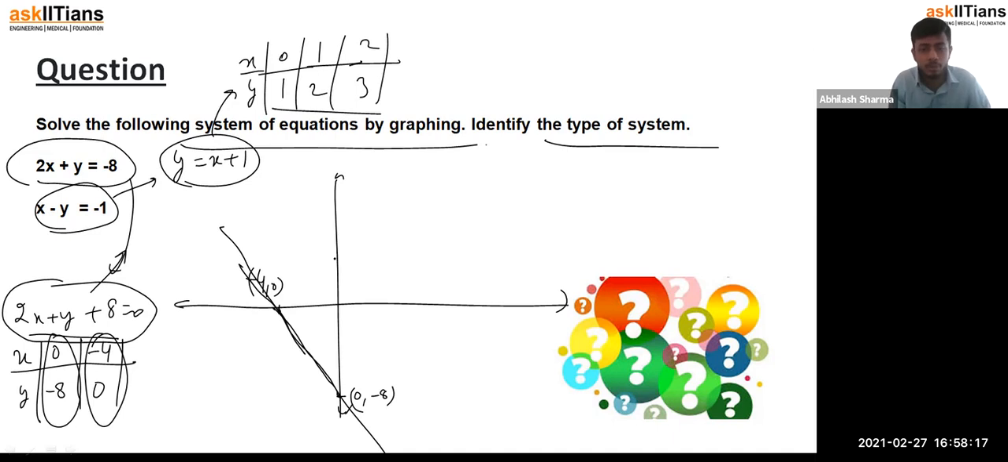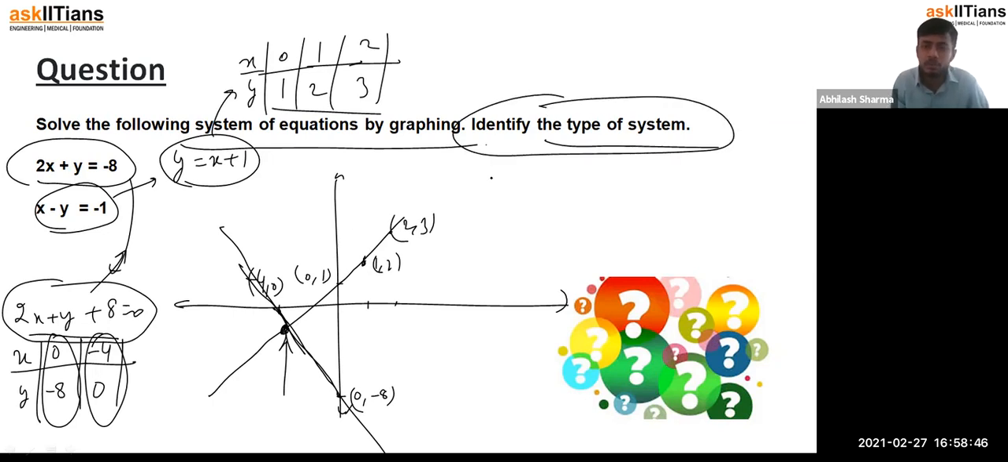So where is 0 comma 1? 0 comma 1 is here. Then where is 1 comma 2? 1 comma 2 will be somewhere here. Correct? So 1 comma 2. Then where is 2 comma 3? 2 comma 3 will be here, 2 comma 3. So basically when you will join these points, you will find that they are easily seen to be intersecting, and whatever the point coordinates of this point come out to be will be the solution of our question.